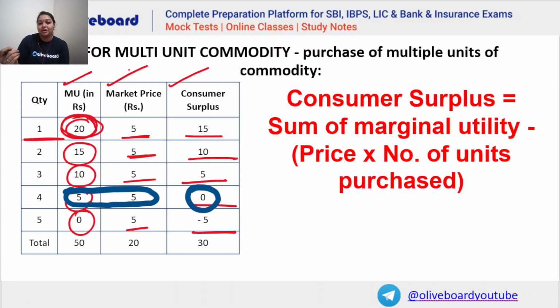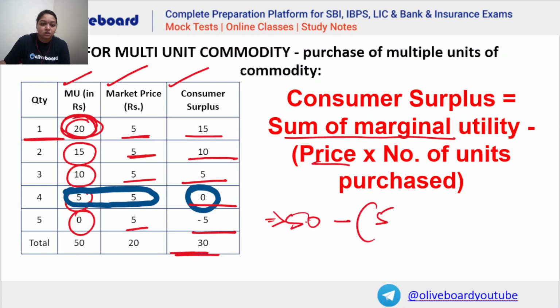So now how do we calculate consumer surplus? Of course, here I have calculated, it is already 30. But if this is not there and there is a lot of data, how do you calculate? The formula is sum of marginal utility minus price into number of units purchased. So here let us solve this. Sum of marginal utility is 50, minus price, which is 5 rupees, into number of quantities purchased, which is 4, because he should stop at 4, because at the fourth quantity marginal utility is equal to the price of the commodity.